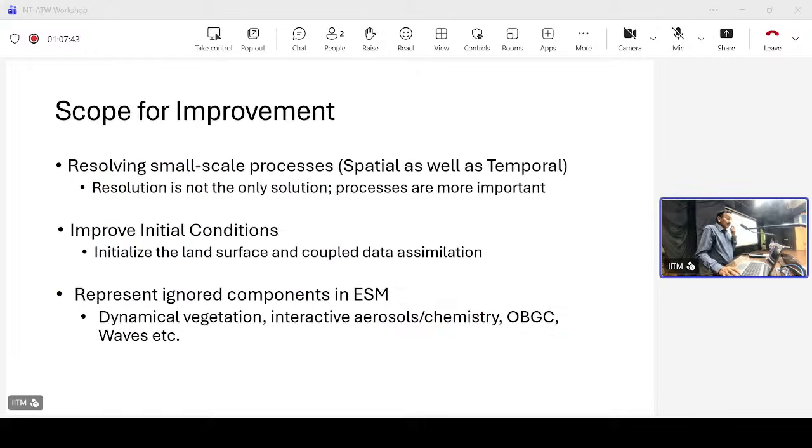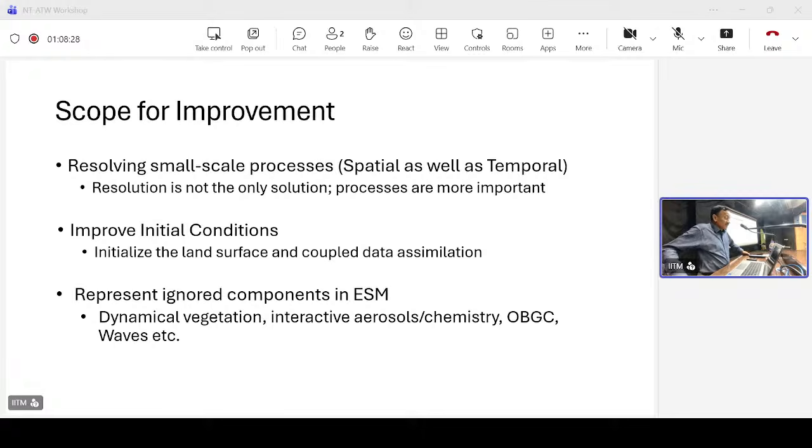So what is the scope for improvement? What is essential to improve the skills is resolving the small-scale processes, both spatially and temporally. That is most important. For example, spatially, for the oceans you have to resolve the eddies present in the oceans and their impact on atmospheric convection and rainfall. Just increasing the resolution is not the only solution. You have to understand the processes very well and make sure they are actually incorporated in the models.